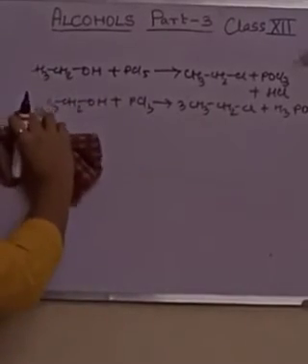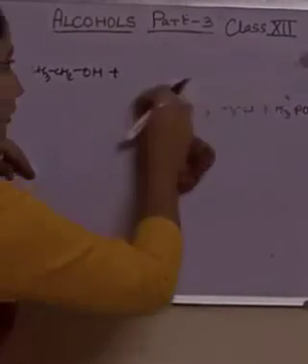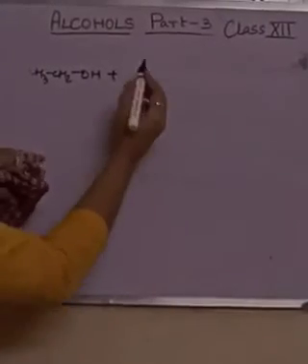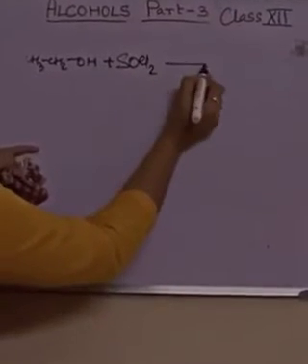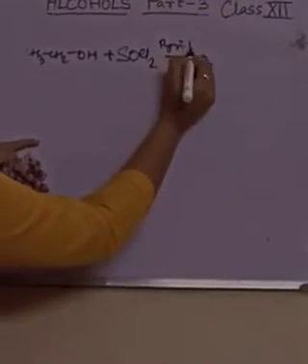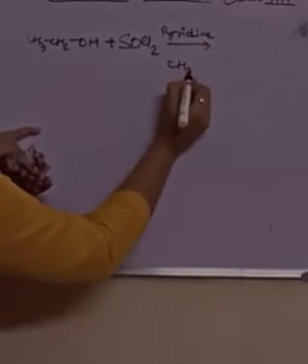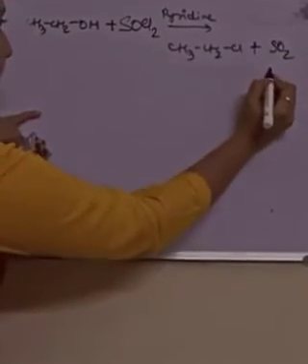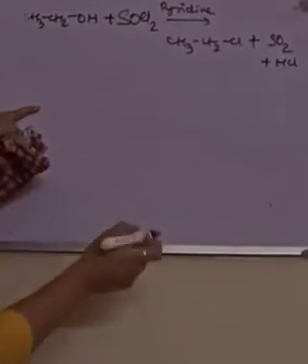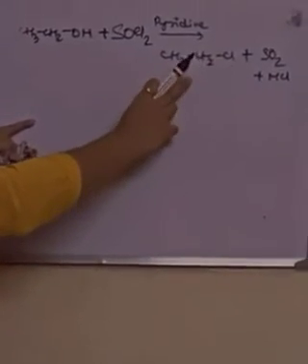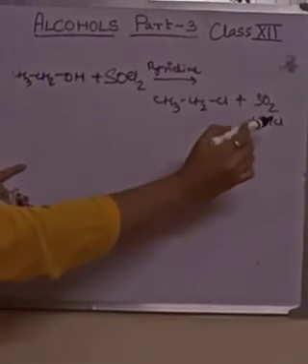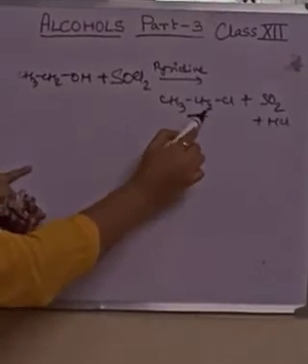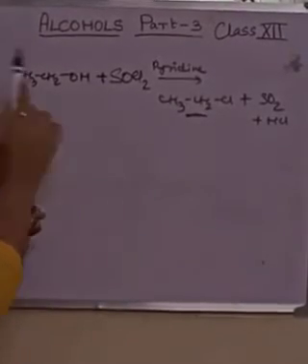Now I'll come to the reaction of alcohol with thionyl chloride. Thionyl chloride reacts with alcohols in presence of pyridine to give haloalkanes and SO2 and HCl as byproducts. In this reaction, haloalkane can be easily isolated as both the byproducts, SO2 and HCl, are gases, and hence this haloalkane can be easily isolated from this reaction.